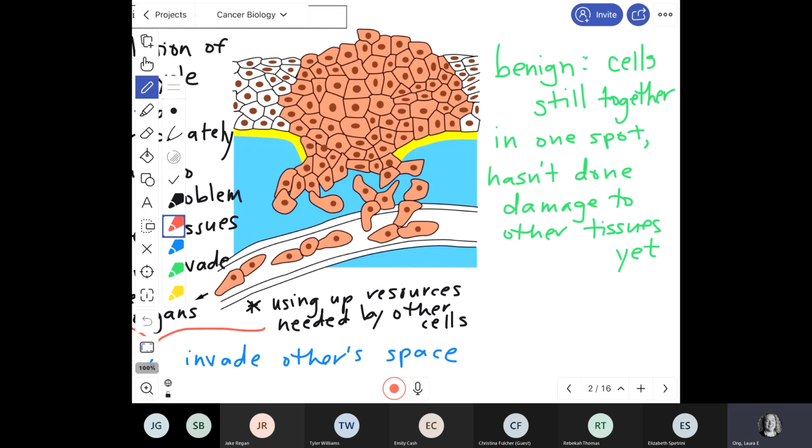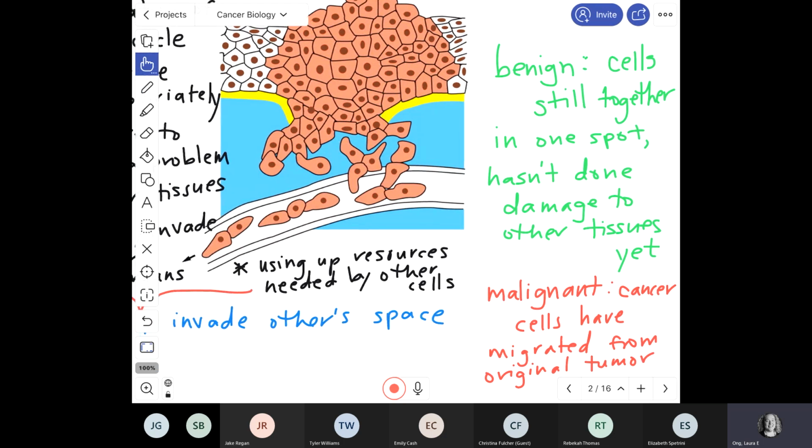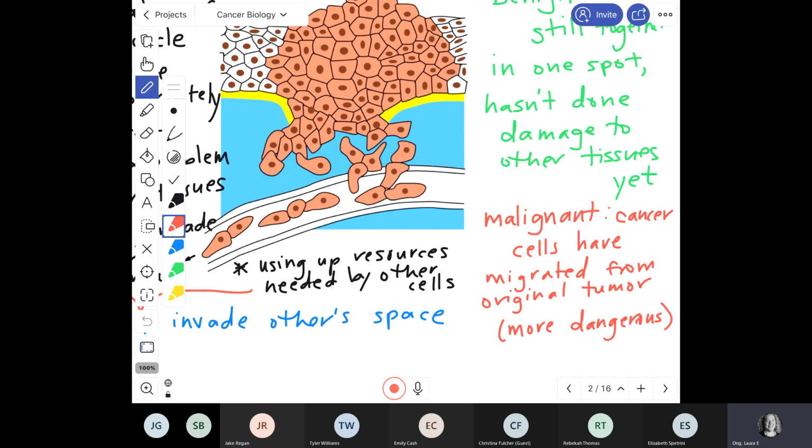But what you don't want, if you have to have cancer, is to have malignant cancer, and that's referring to cancer cells that have migrated from the original tumor, and that's a much more dangerous situation.